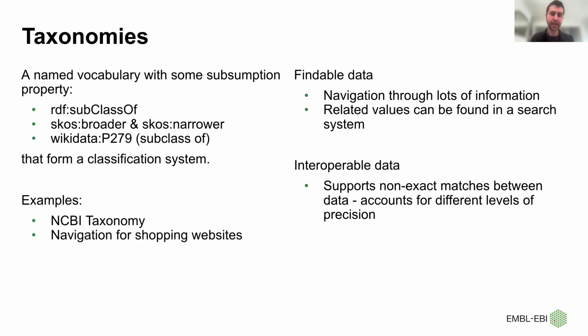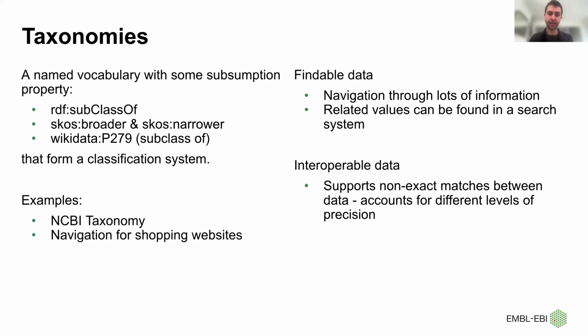And then with something like search, related values can also be found. So a user doesn't have to do the work of searching for every single term. Let's say they're interested in all the information about a genus, then maybe they can search for that term and receive all the information that's tagged at a higher level of specificity.